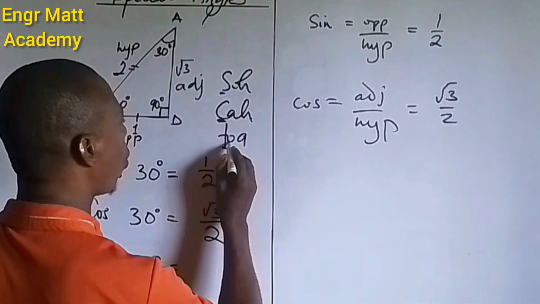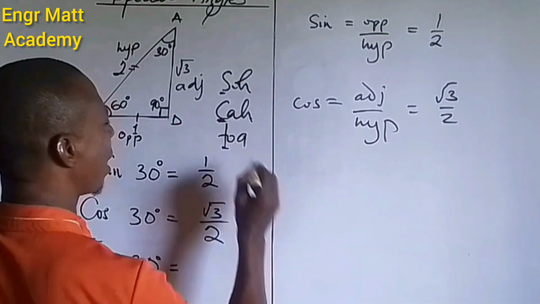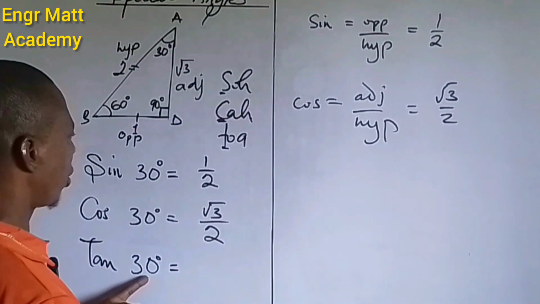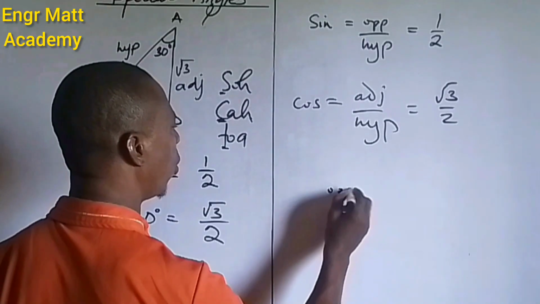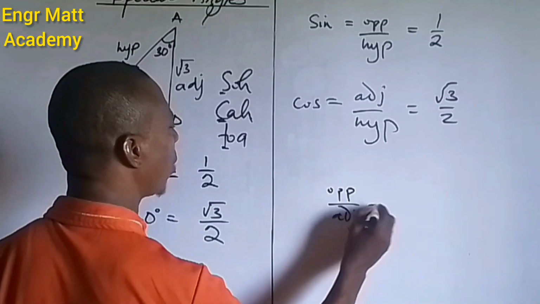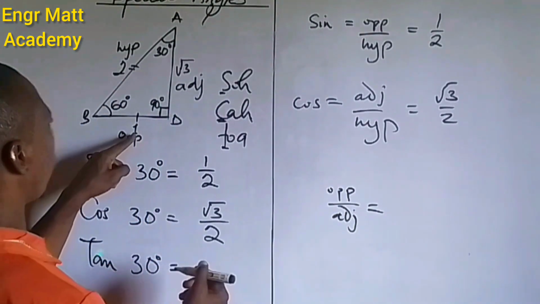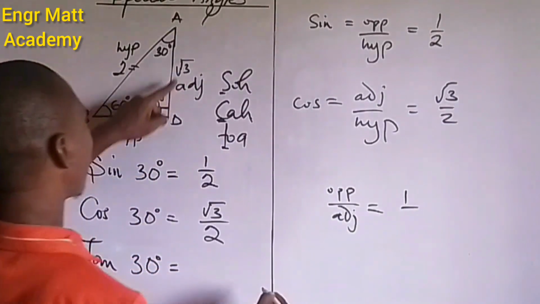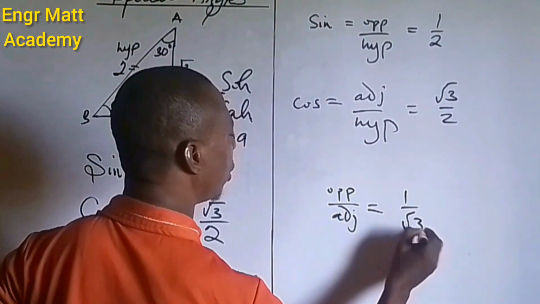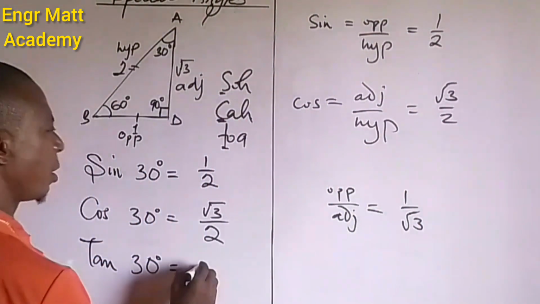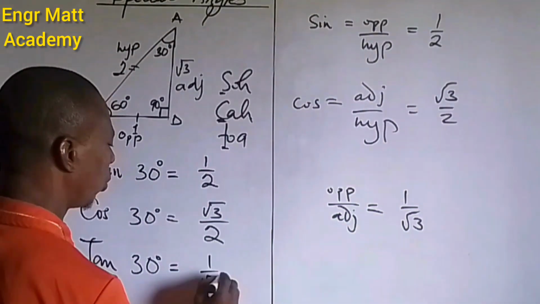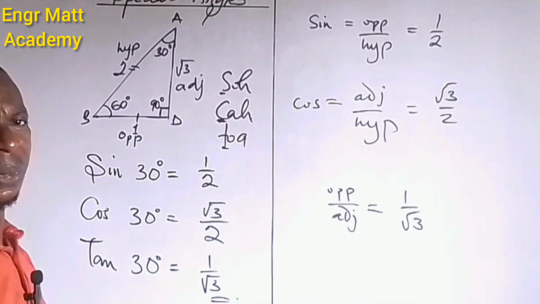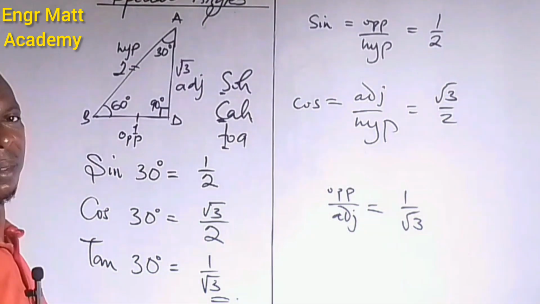Tan is TOA, opposite over adjacent. So tan 30 degrees is opposite over adjacent, and we have seen that the opposite is 1 and the adjacent is √3. So tan 30 degrees is 1/√3. What if the angle is 60 degrees?